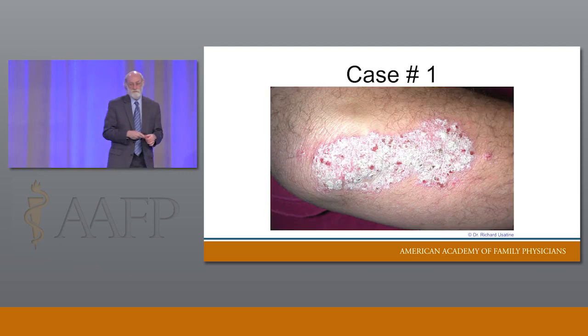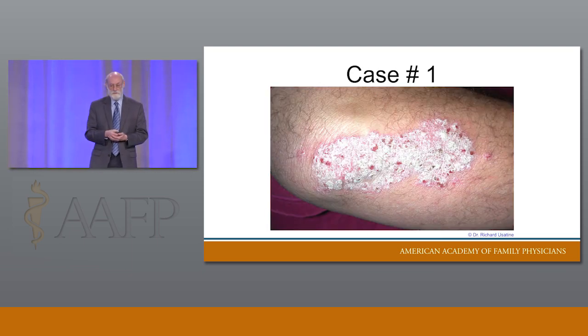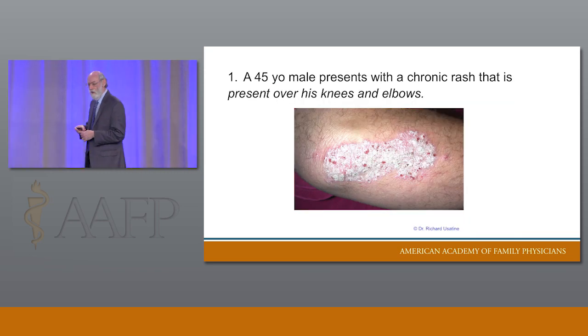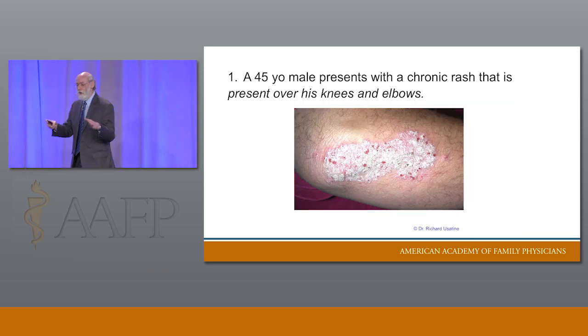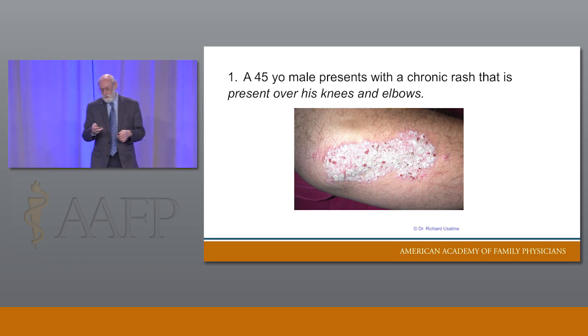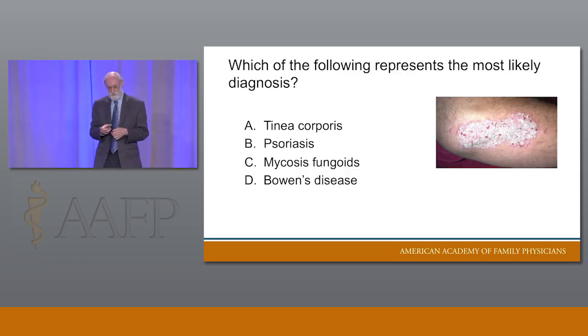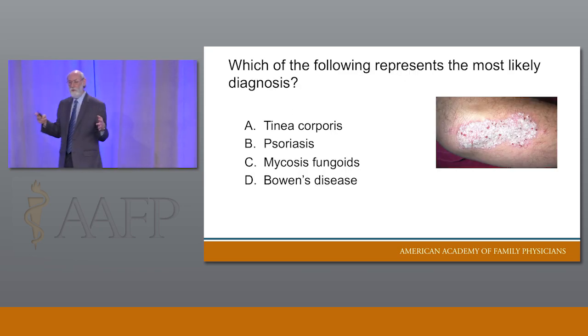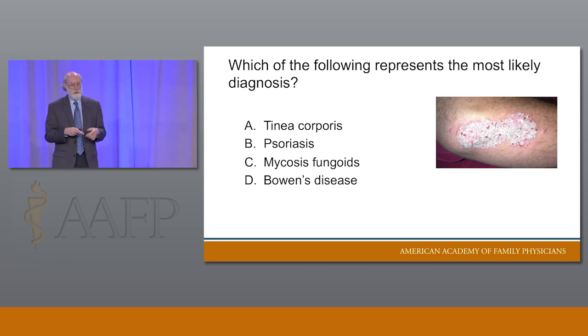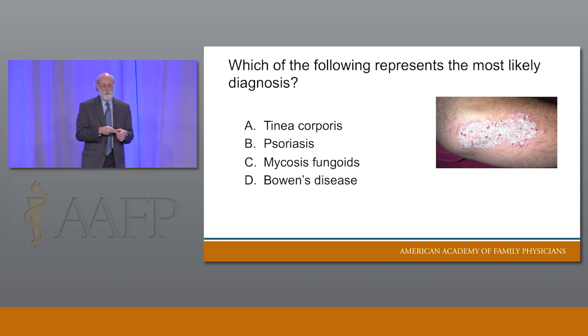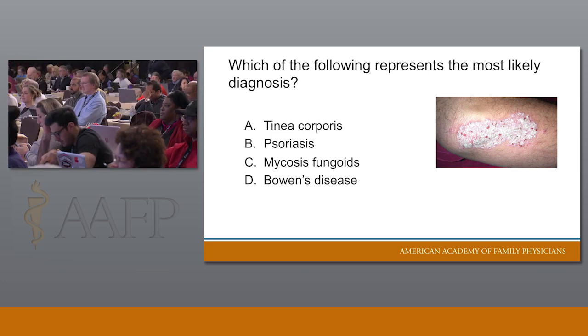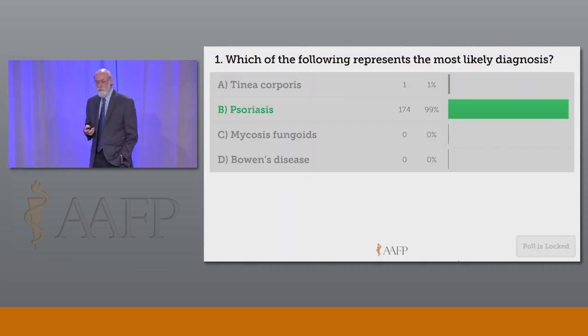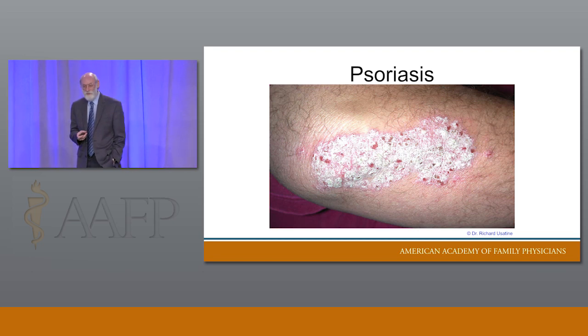Question number one. Do you see this one okay? A 45-year-old male presents with chronic rash present over his knees and his elbows. Which of the following represents the most likely diagnosis? Tinea corporis, psoriasis, mycosis fungoides, or Bowen's disease? And you voted for psoriasis. 1% of you got it wrong. I'm sorry, this is psoriasis.